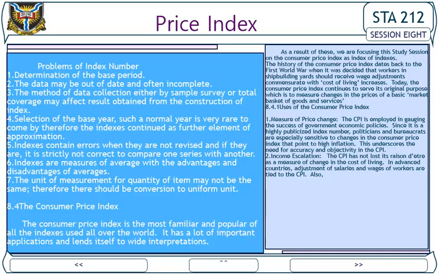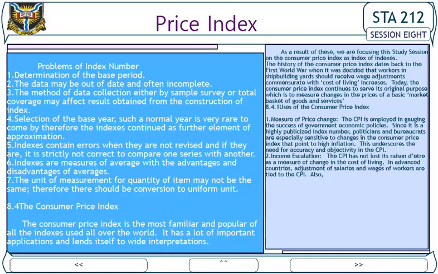1. Measure of price change. The CPI is employed in gauging the success of government economic policies. Since it is a highly publicized index number, politicians and bureaucrats are especially sensitive to changes in the Consumer Price Index that point to high inflation. This underscores the need for accuracy and objectivity in the CPI.